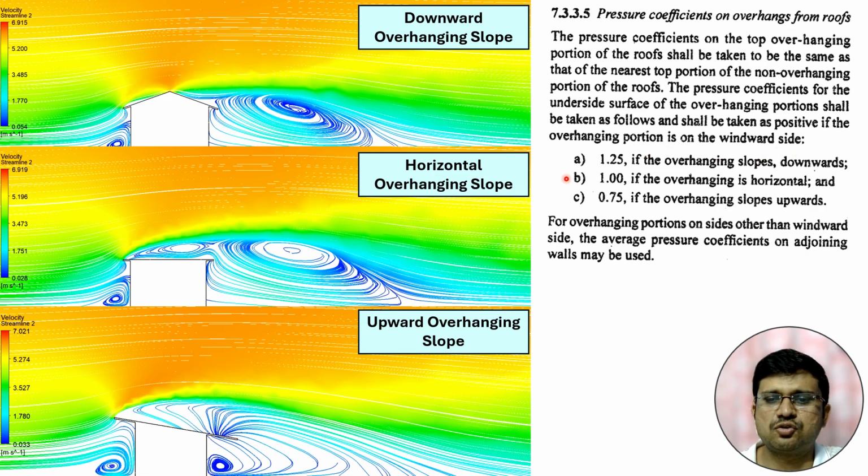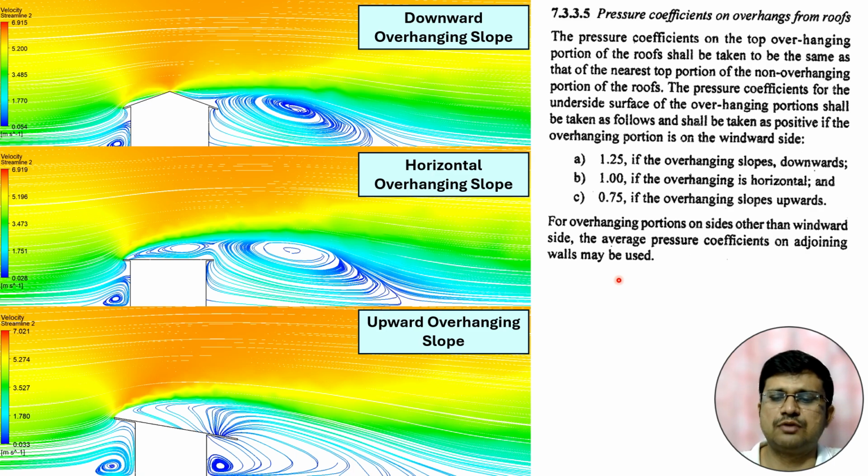Now, three different conditions are there. The first condition is it will be 1.25 if the overhanging slope is downward. It will be 1 if the overhanging slope is horizontal, and it will be 0.75 if the overhanging slope is upward. For overhanging portions on sides other than the windward side, the average pressure coefficients on adjoining walls may be used.